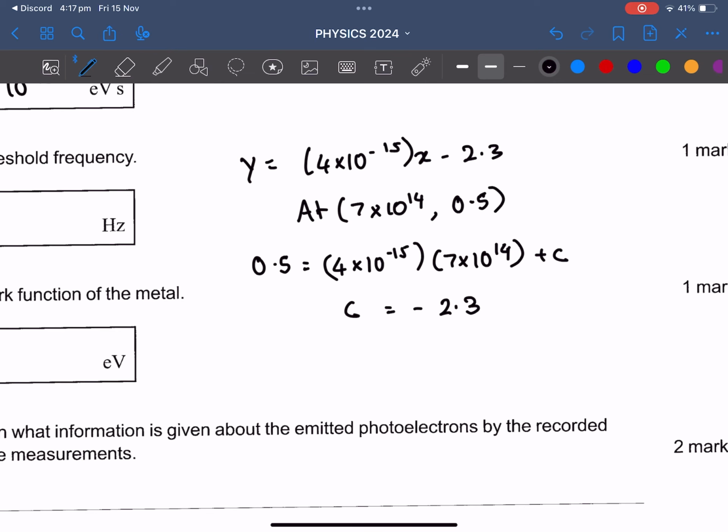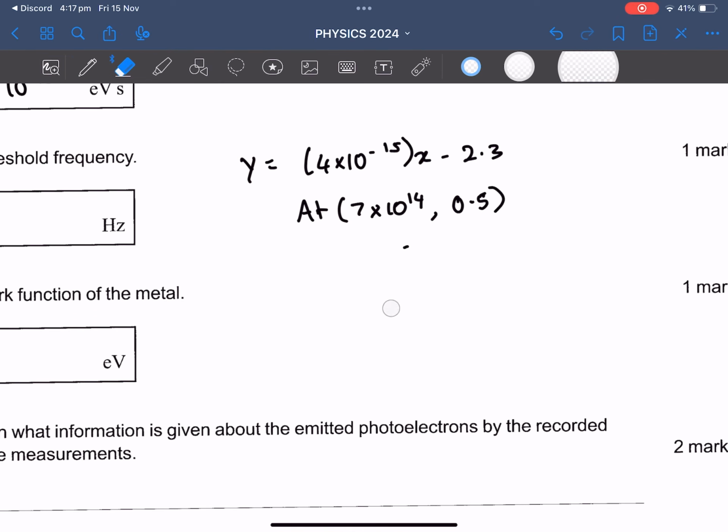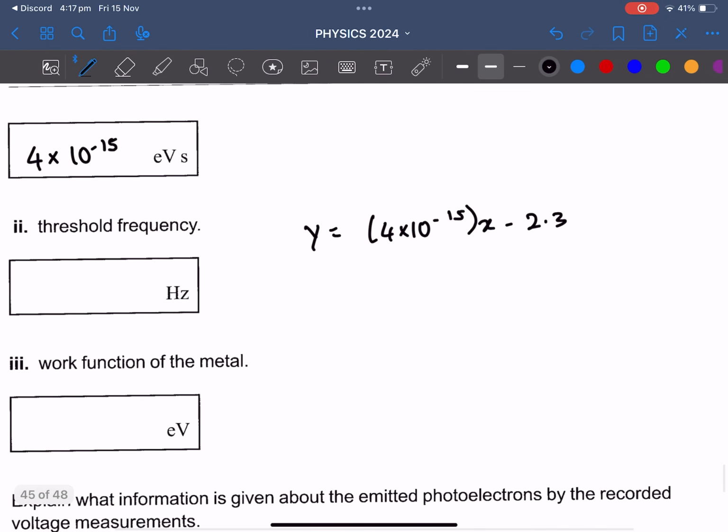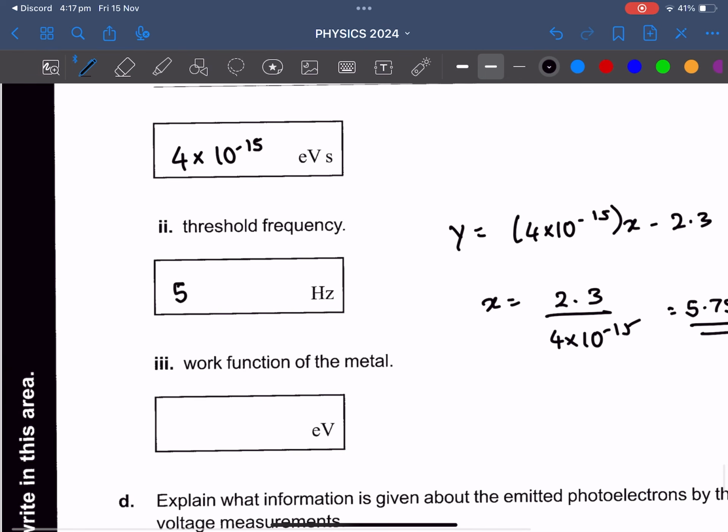Okay, and now we just have to find the x-intercept because that is the threshold frequency. So our x-intercept is when y is 0. So basically we are finding x equals 2.3 divided by 4 times 10 to the minus 15. That's what we are finding. So 2.3 divided by 4 times 10 to the minus 15, we'll get 5.75 times 10 to the 14. Okay, so that's our threshold frequency, 5.75 times 10 to the 14.